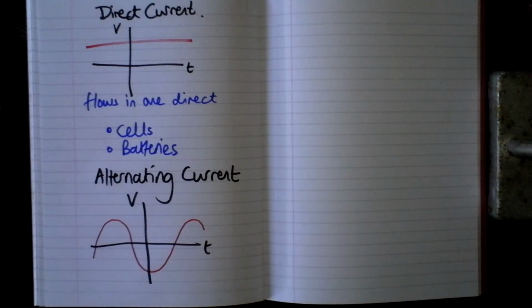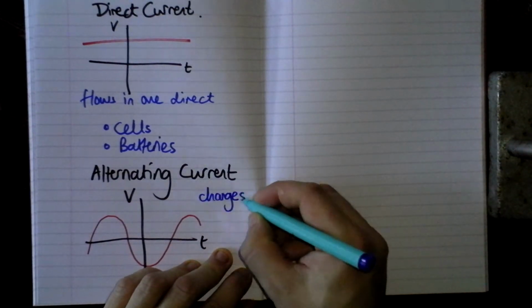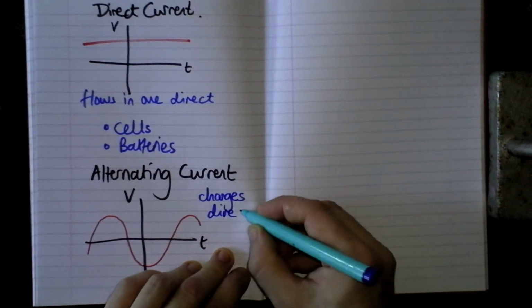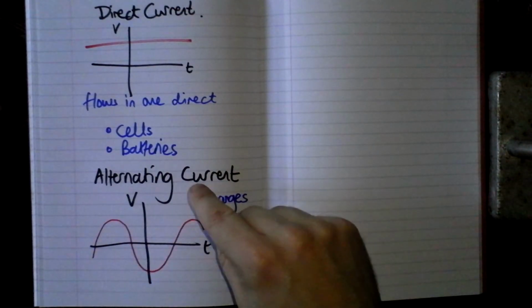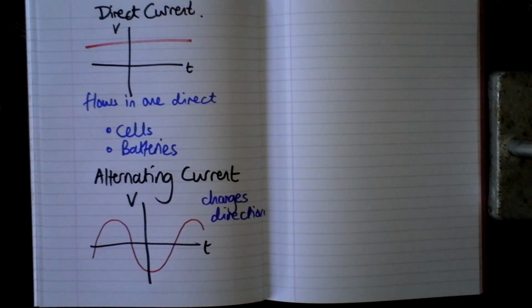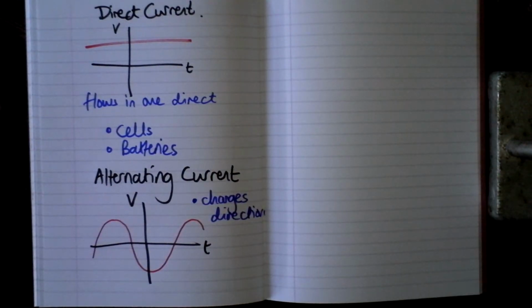Now, alternating current changes direction. It is constantly changing direction. That means that the electrons are flowing one way, then the other, one way, then the other. They are constantly changing direction. Now, that's perfectly useful. It still powers things. That's why we use it as mains electricity. It still does the job, but it's important to know that this current is constantly changing direction. There are a few other things you need to be aware of.